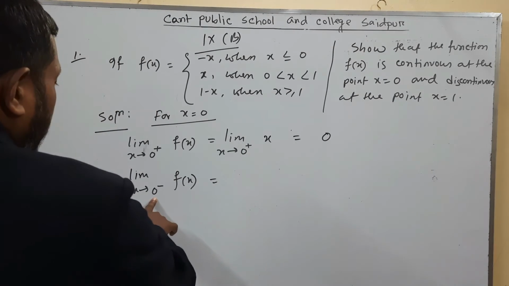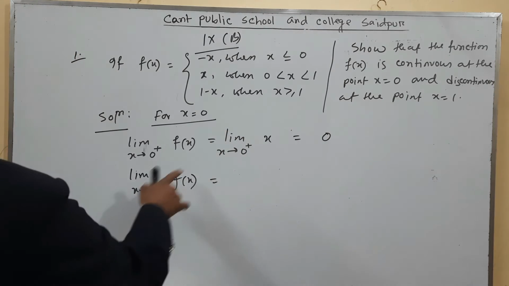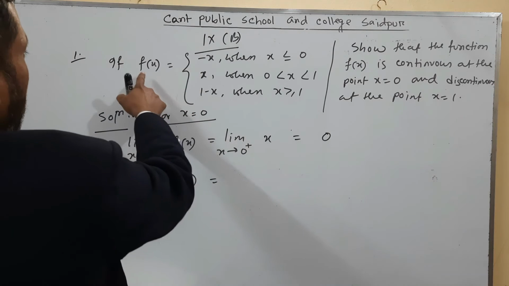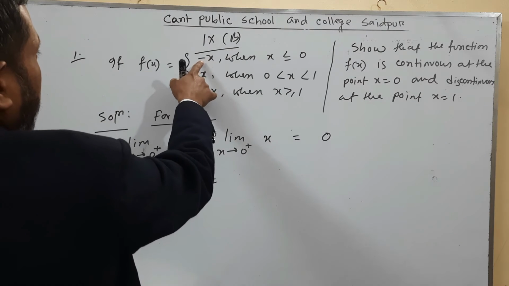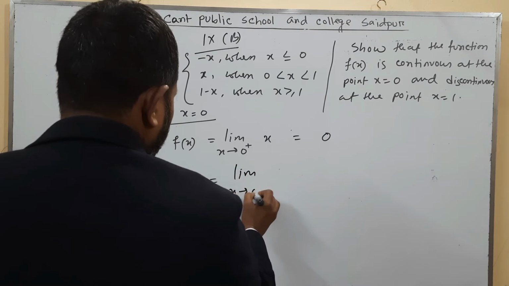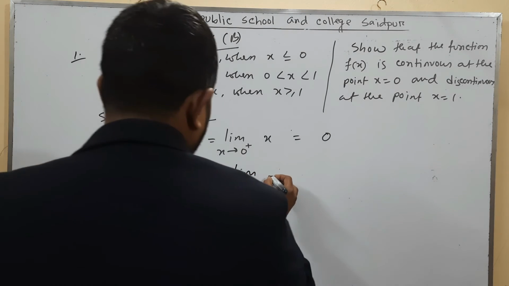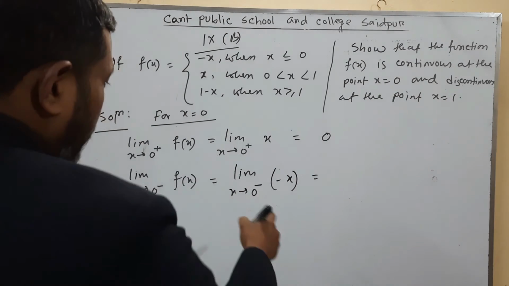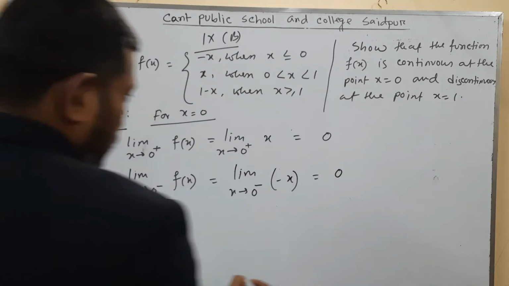So for 0 minus, I will write the function f of x here, this will be minus x. Limit x tends to 0 minus of x. I am putting the value of x here as 0, so this will be 0.